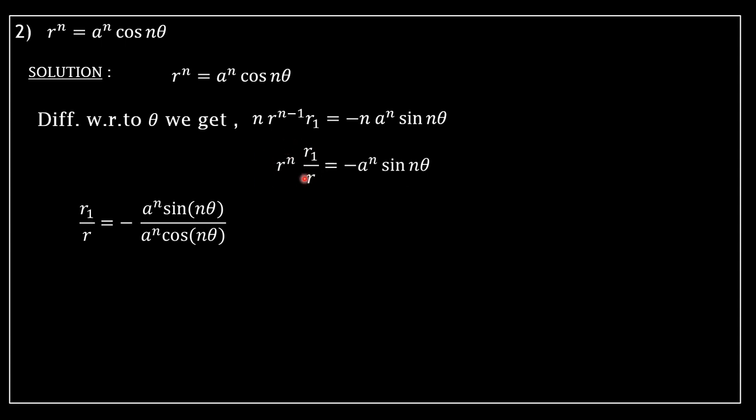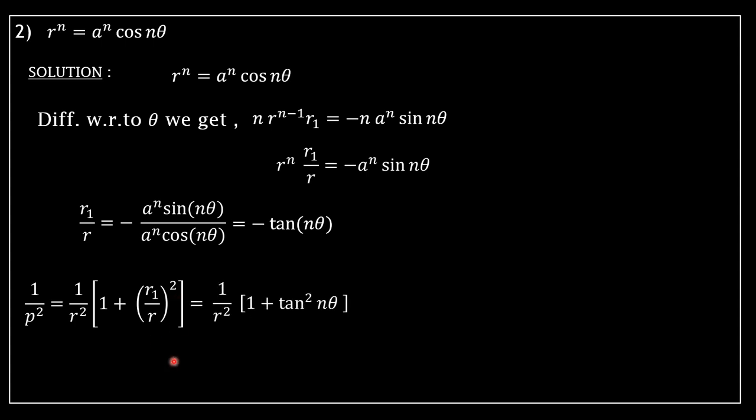But what is r to the power n? From the given equation, r to the power n is a to the power n into cos n theta, right? Now cancelling the constants and observing that sine by cos is nothing but tan, the ratio r1 by r is equal to minus tan n theta. Now substituting this ratio in the equation 1 by p square is equal to 1 by r square into 1 plus r1 by r whole square, the equation reduces to 1 by r square into 1 plus minus tan n theta whole square, which is nothing but plus tan square n theta, isn't it?